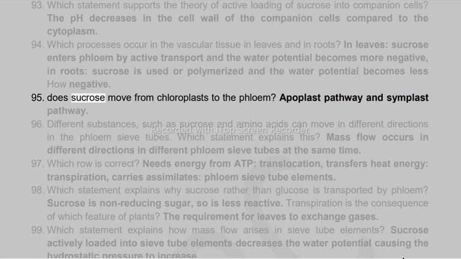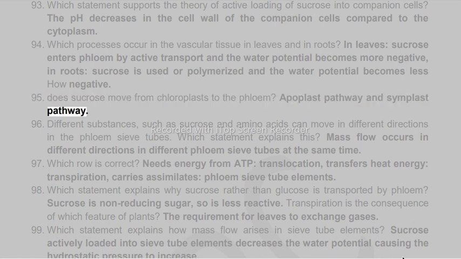95. How does sucrose move from chloroplasts to the phloem? Apoplast pathway and symplast pathway. 96. Different substances, such as sucrose and amino acids, can move in different directions in the phloem sieve tubes. Which statement explains this? Mass flow occurs in different directions in different phloem sieve tubes at the same time.